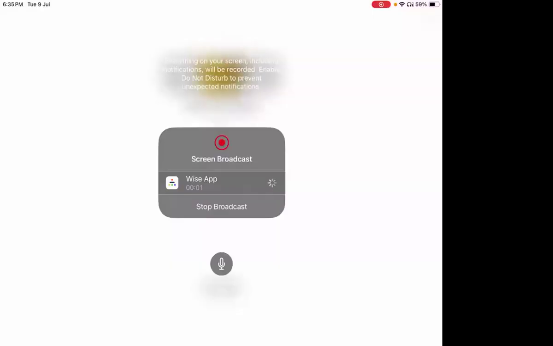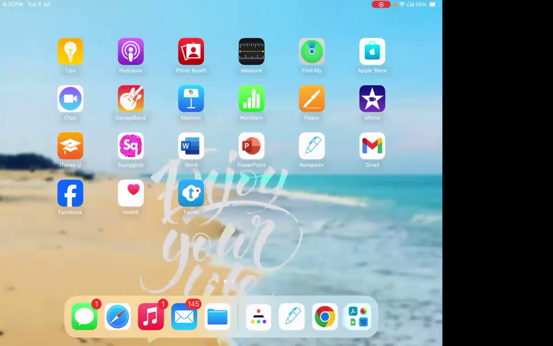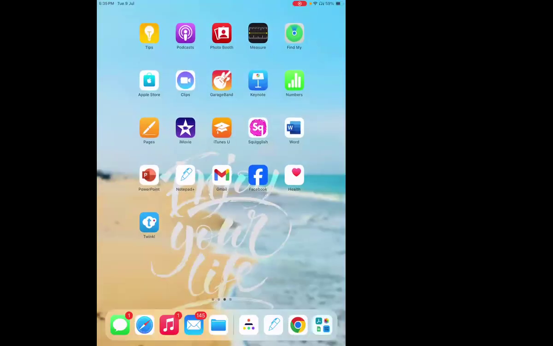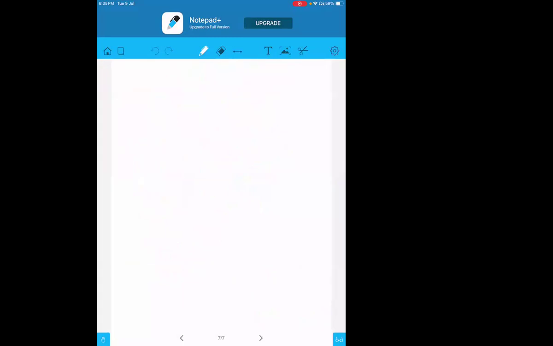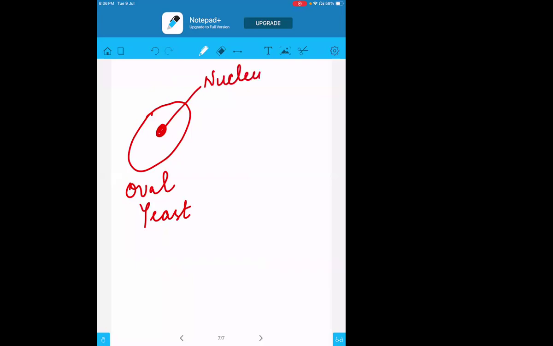Okay, we'll go to the diagram part now. Coming back to the budding process. So the yeast will be in an oval shape. Here in the center the nucleus will be there, and this is the parent cell. That is how the yeast cell will look.